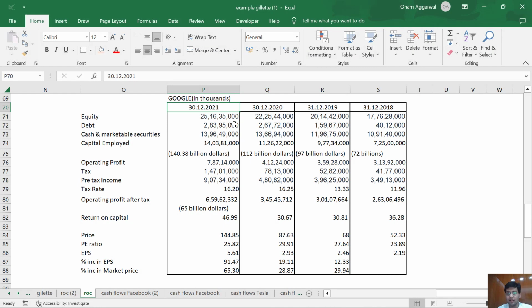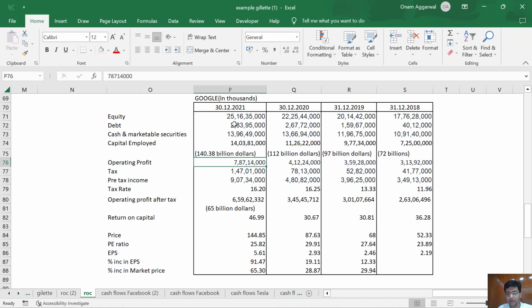Let's understand how high ROC is creating high PE ratios for your companies. Let's take an example of Google, one of the most well-known companies. So let's take the last 4 years of Google, starting from financial year 17-18 and ending with financial year 2021. We have the capital employed of Google year after year.